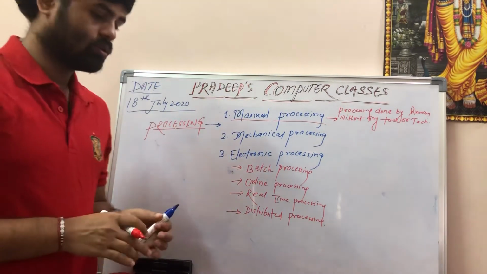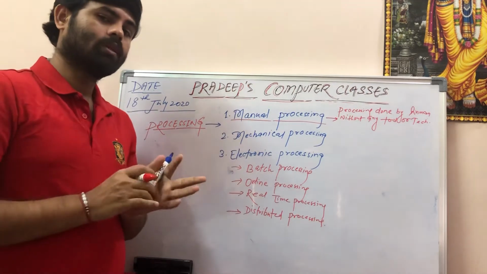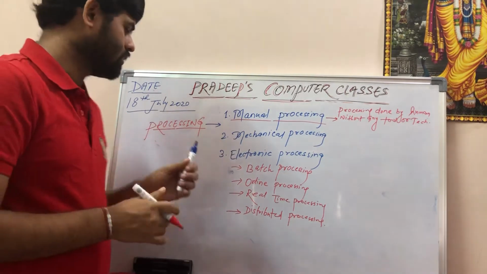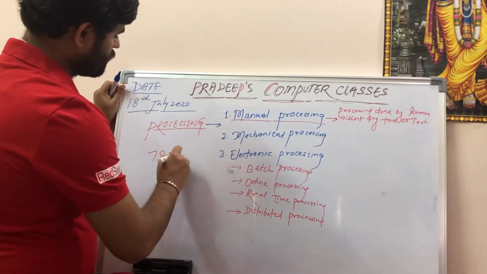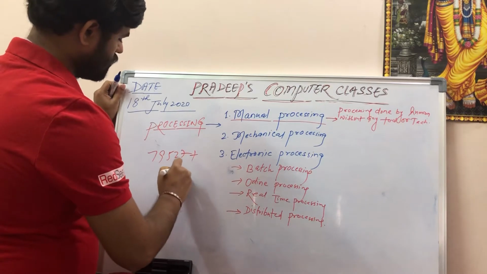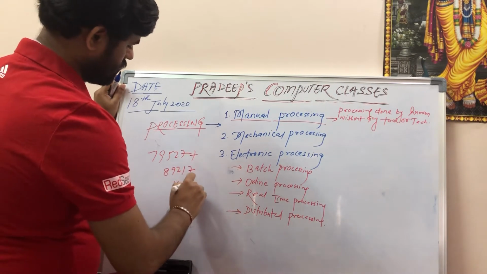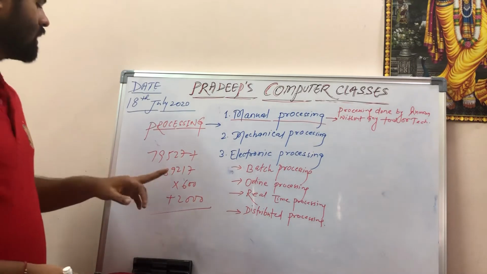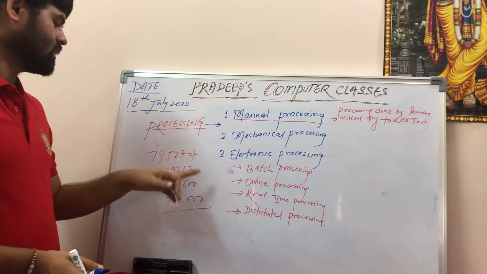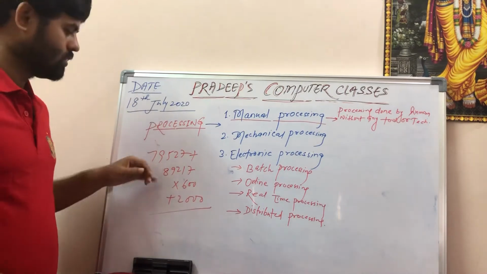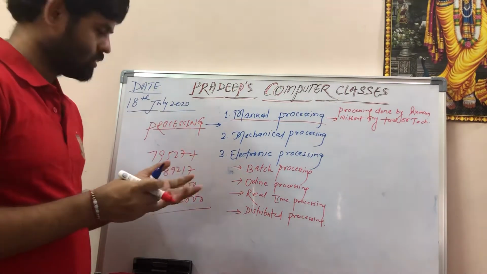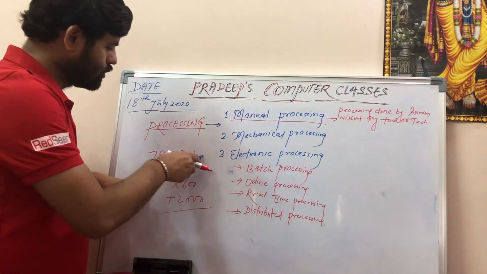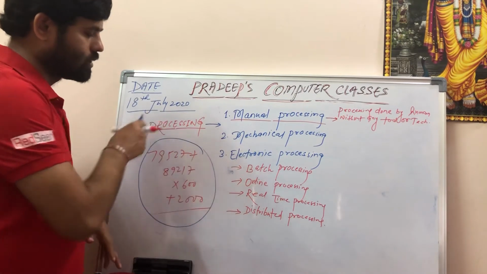But let me ask you one question. I have just given 2 plus 3, and you have done it very easily. But if I say, do the calculation for 79527 plus 89217 into 600 plus 2000. I have directly said, 79527 plus 89217 into 600 plus 2000. Can you do it like that? You will go 7, 9, one digit at a time. Then what will you do? You will use your brain to get the value of this.